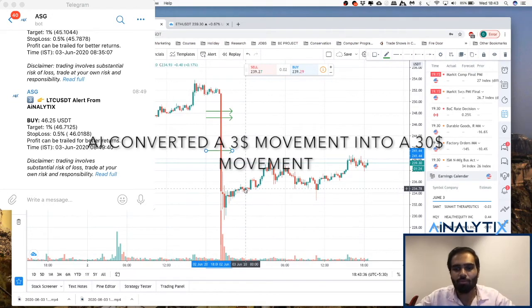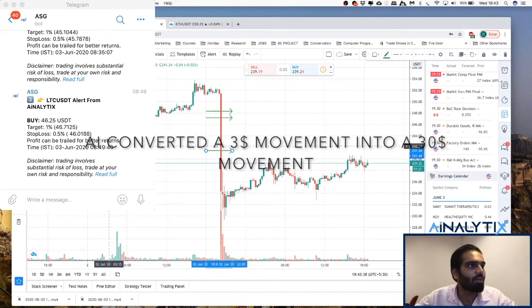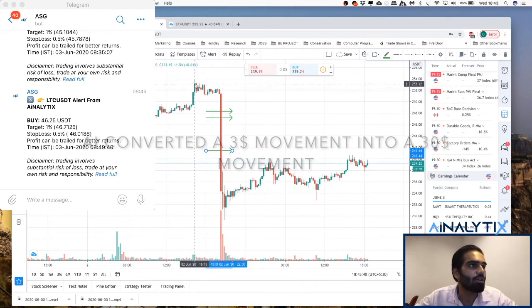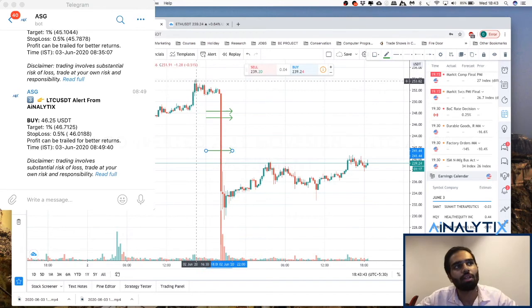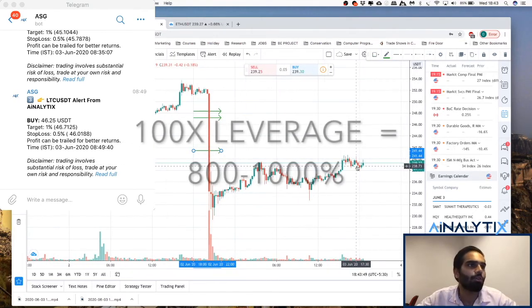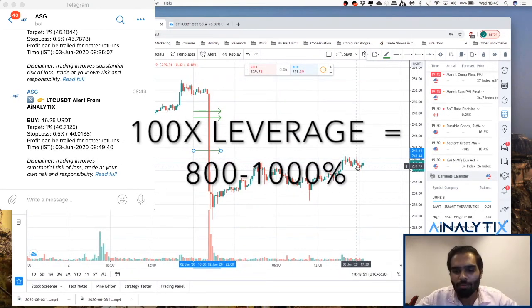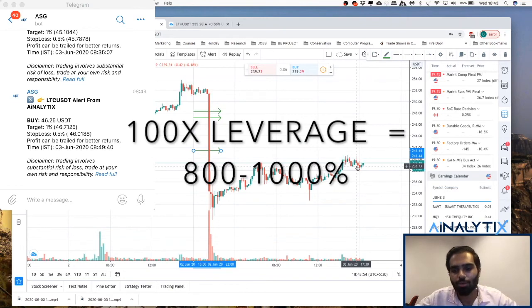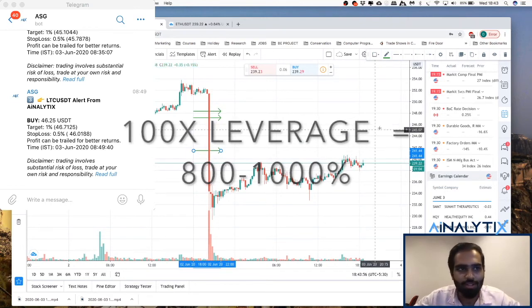Imagine the amount of money we can make. On the upwards we could have made about 6 to 7%, we made about 5% here, and now we still have a naked position, so we are making about 4% here. So a normal 1% movement, we've converted into a potential profit of about 8 to 10%.